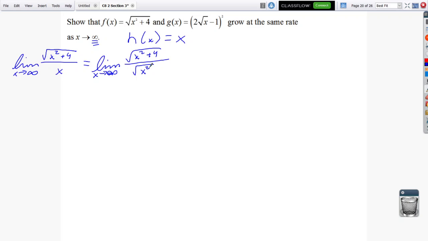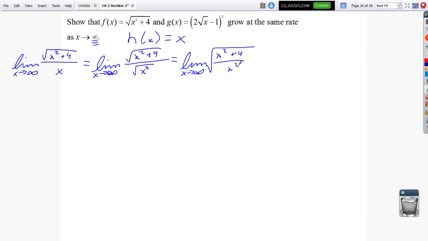Why did I do that? Because I can. It's true. x is equal to the square root of x squared because I'm dealing with positive numbers, because I'm approaching positive infinity. So I'm allowed to do that. Once I do that, another thing that I'm allowed to do, now that both the numerator and the denominator are underneath a radical, I can just write this using one radical so that I now have x squared plus 4 over x squared.